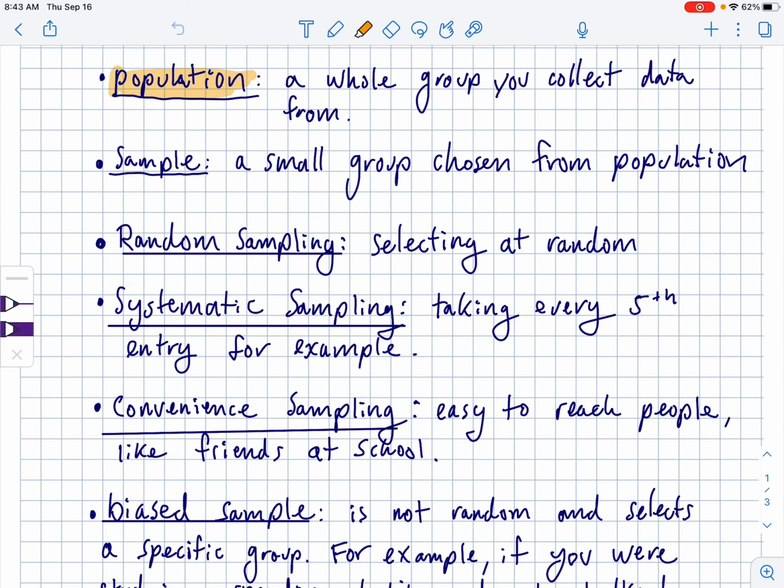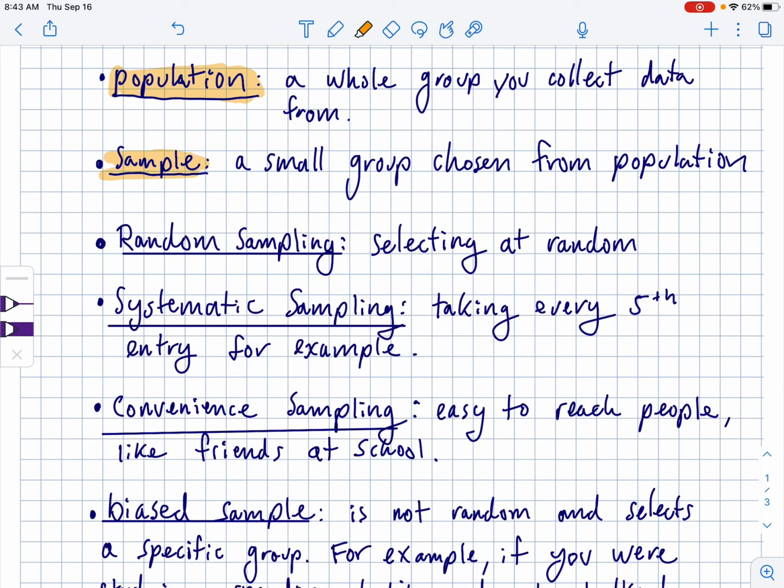The first one, population. This is your total data. Well, I shouldn't say that. It's the whole group that you collect data from. So if you were going to study, say, caffeine consumption of teenagers in Beaverton, then it would be literally every single teenager that lives in Beaverton.